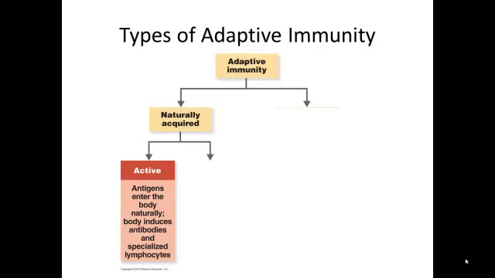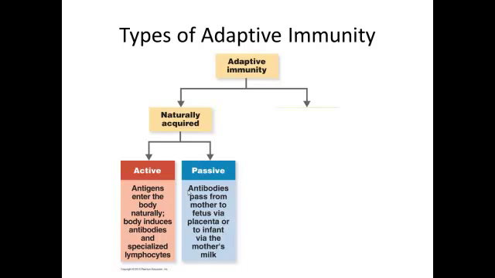There are the naturally acquired types of adaptive immunity. Naturally acquired active is when you are actually exposed to the antigens and you produce your own memory cells, you produce your own antibodies. That's naturally acquired active. Now, we also talked about how little babies can get immunity from their moms, but it's passive. They're not making their own antibodies. The antibodies are coming through the placenta or through the maternal milk. That's naturally acquired passive immunity.